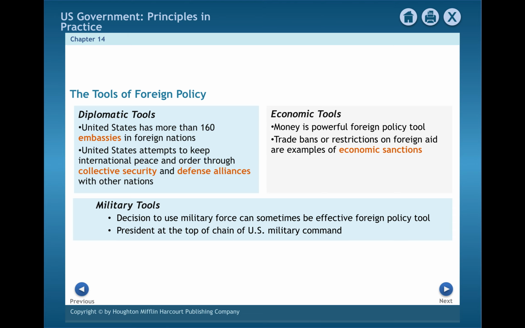like the citizens, women and children, innocent people. But on the flip side of that coin, economic sanctions can be pretty effective. And finally, we have military tools, which can include military force and declarations of war.